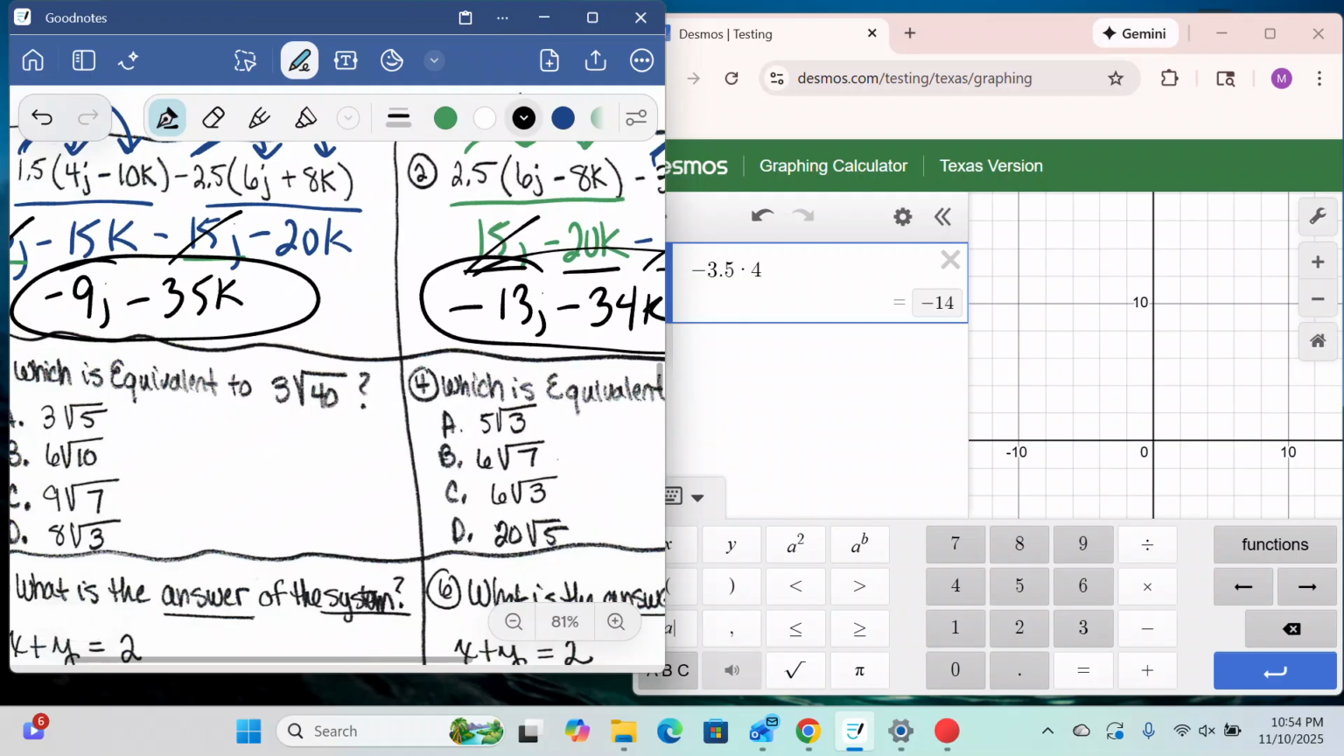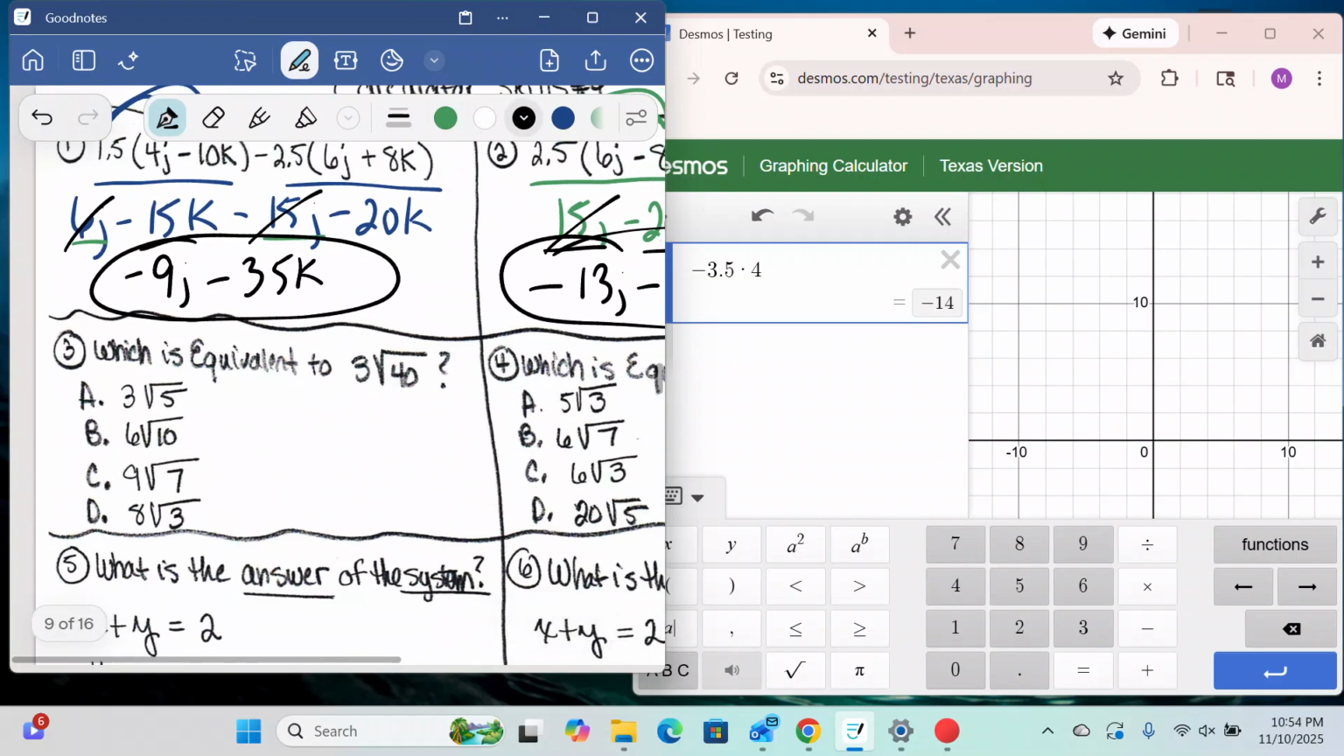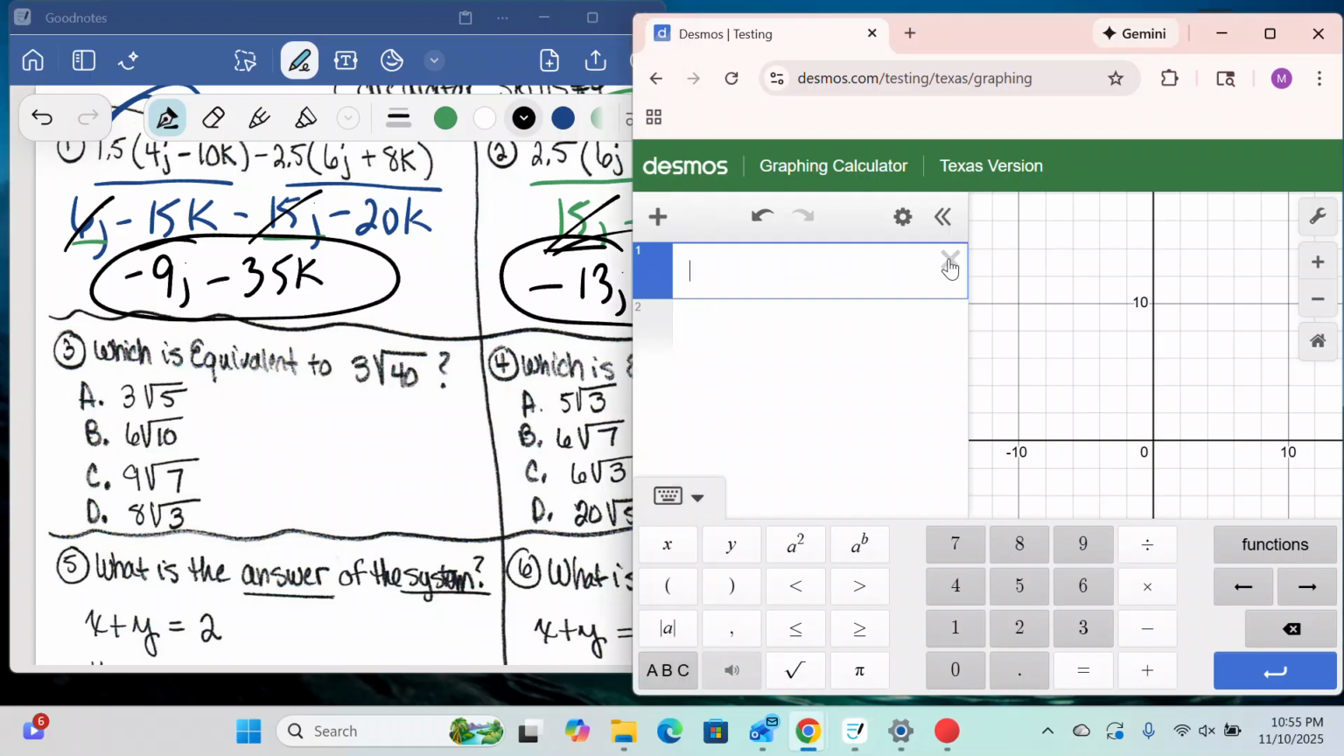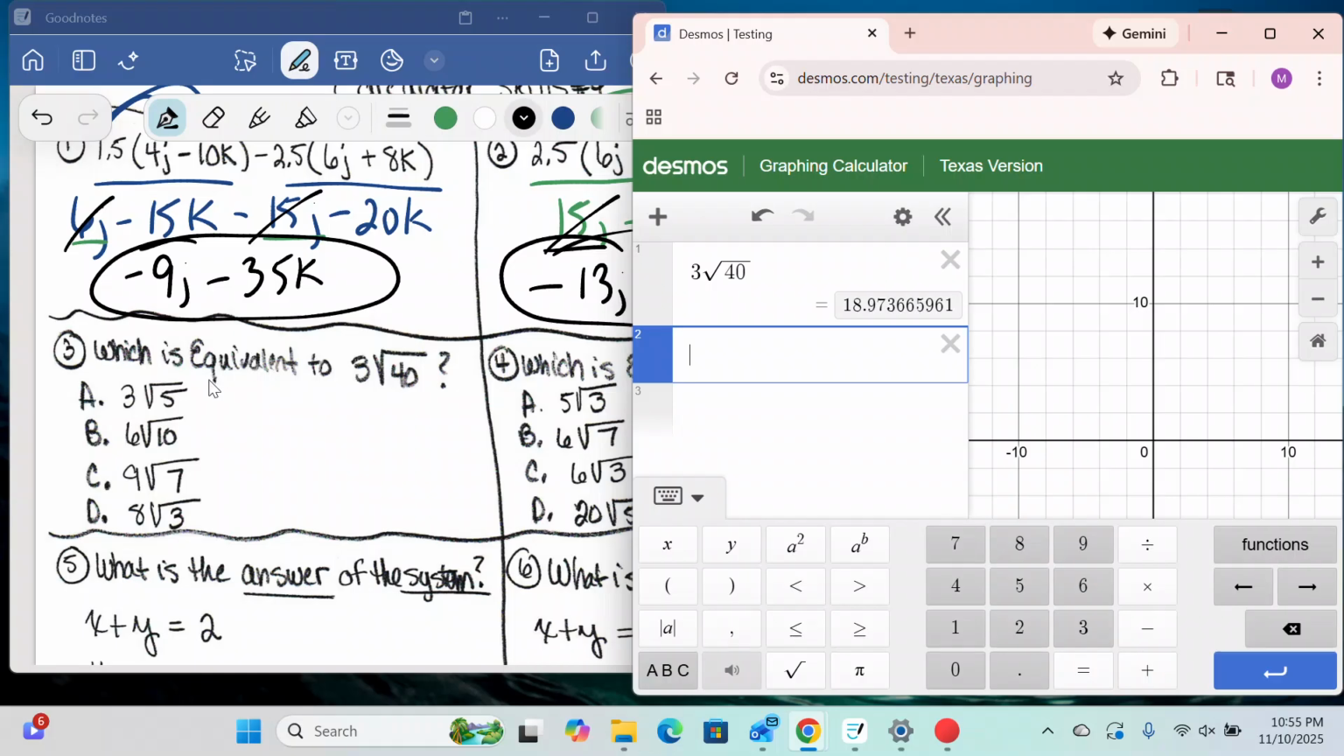If we look at number 3, I'm asking you the question: which is equivalent to 3 square roots of 40? So what am I going to do here? I'm just going to input it on Desmos. Let me teach you how to input this one on Desmos. And remember, equivalent means equal. Once again, equivalent means equal. So I'm just going to input it straight on Desmos, 3 square roots of 40. That's 18.97.